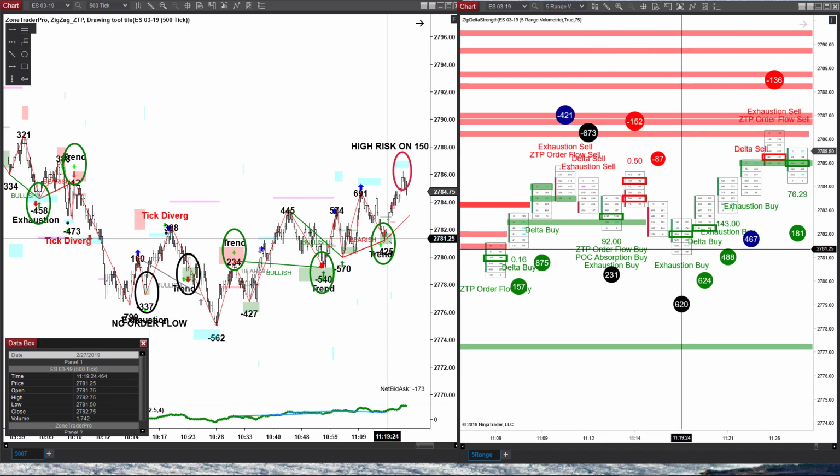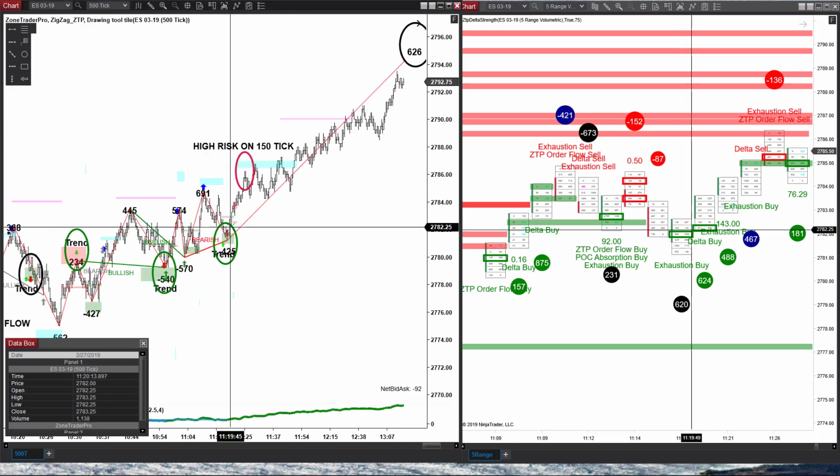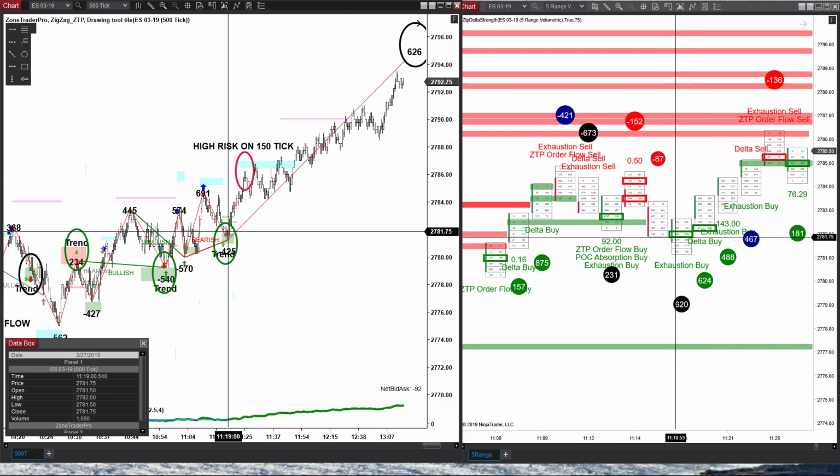An excellent trend trade here with a delta strength of 620 and the delta strength ball being black, meaning that was on extremely high volume. And just as a trading tip, that would be a clue to you that this trade could possibly be a bigger winner than you would normally expect because of that high volume.